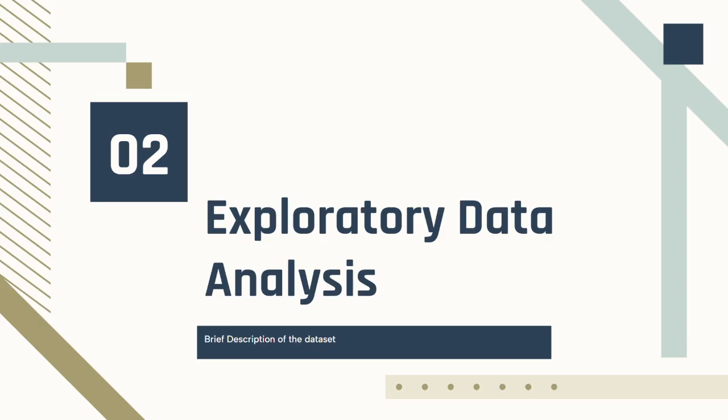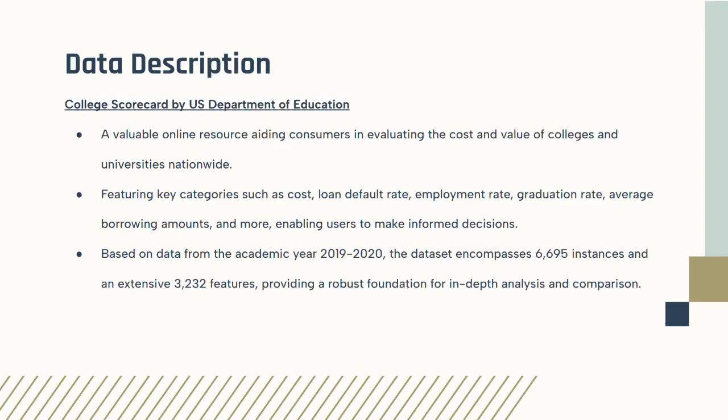Let's explore the data we used for the analysis. Here, we are using the data collected by the US Department of Education. It contains features like the cost of education, the loan default rate by the students, the average default rate basically, the employment rate, and graduation rate. So there are many features of every institute at a campus level, on an average level.